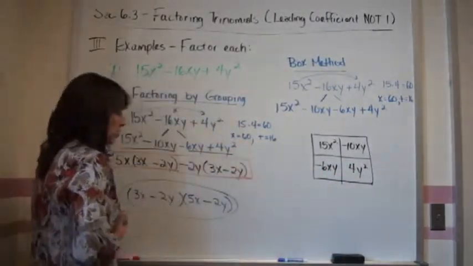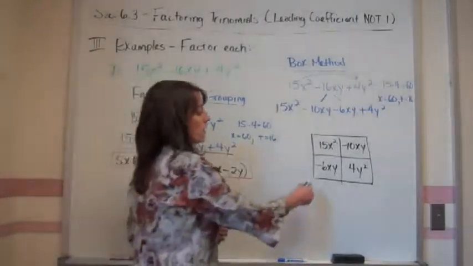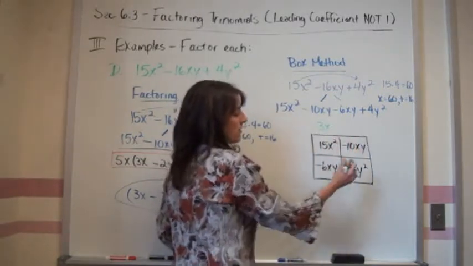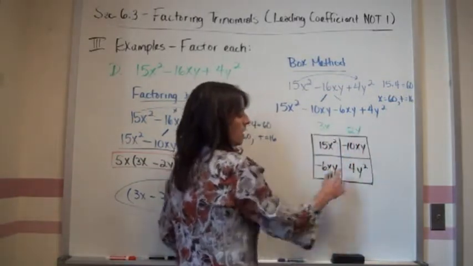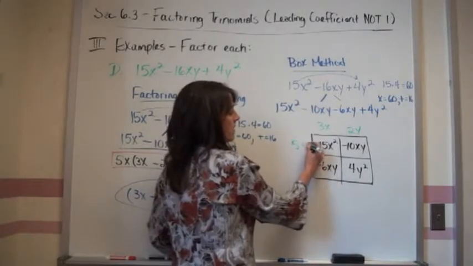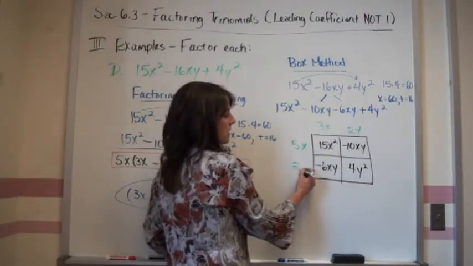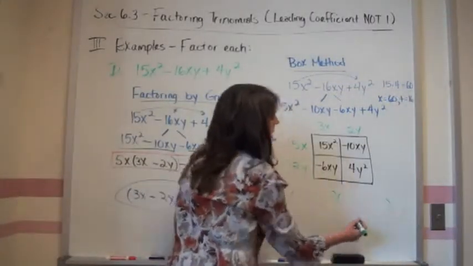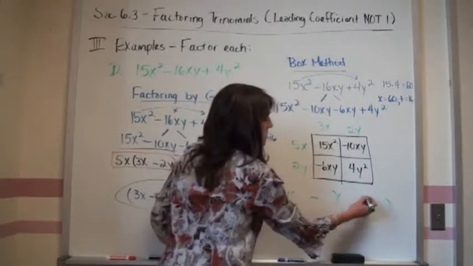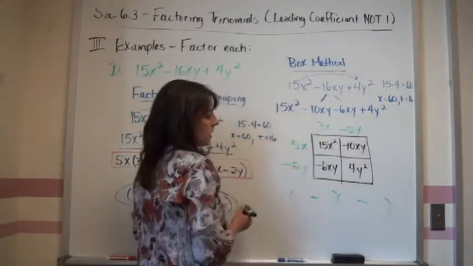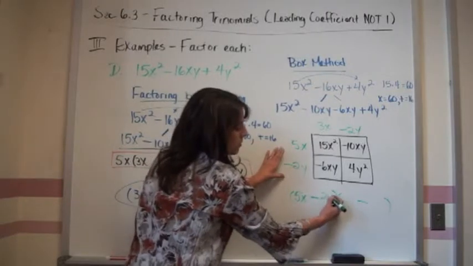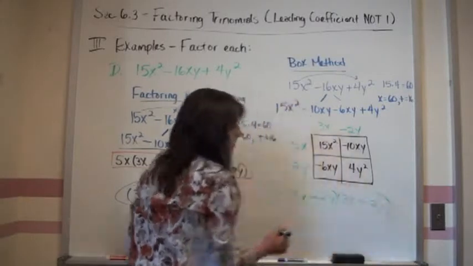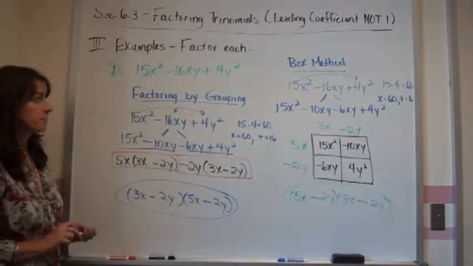Now I'm going to factor across each row, factor up each column. Along this column, I can divide out a 3x. And along this column, I can divide out a 2y. Along this row, I can divide out a 5x, and along this column, I can divide out a 2y. But remember that within these parentheses, I do want to have minuses here. So that tells me I want to drag a negative 2y to here and a negative 2y to here. So that I get a 5x minus 2y along this one, and a 3x minus 2y along this one, giving me the very same thing that I got over here.